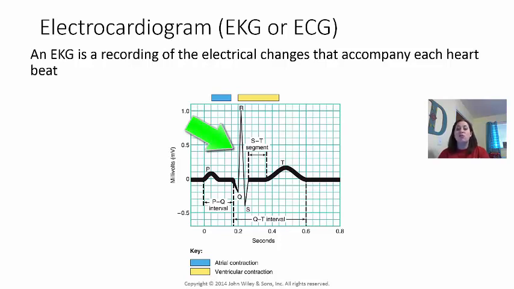And they're going to contract for a longer period of time because they're larger and they're pushing the blood into areas that are further away. Then you see the T wave, and the T wave is going to be when they relax. And then we're going to have a small space before the next heartbeat will take place. All right, so this is what a normal EKG would look like.